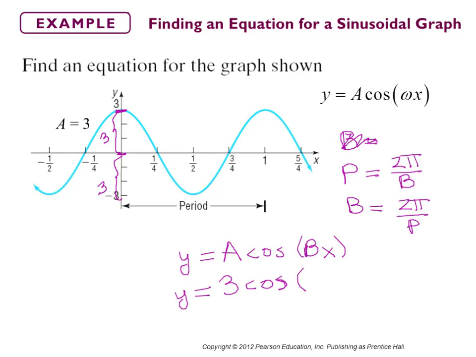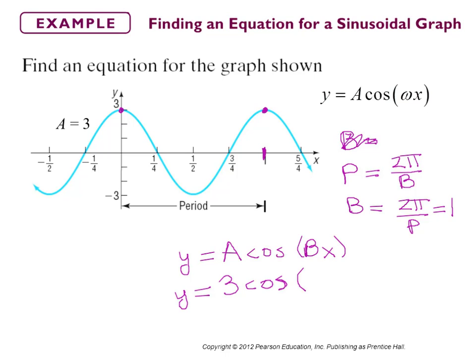So now, what's my period for this graph? Who can tell me my period here? The period is when it completes one full cycle. It's 1, exactly. Notice from this point to this point, it completes one full cycle, doesn't it? And this is 1.